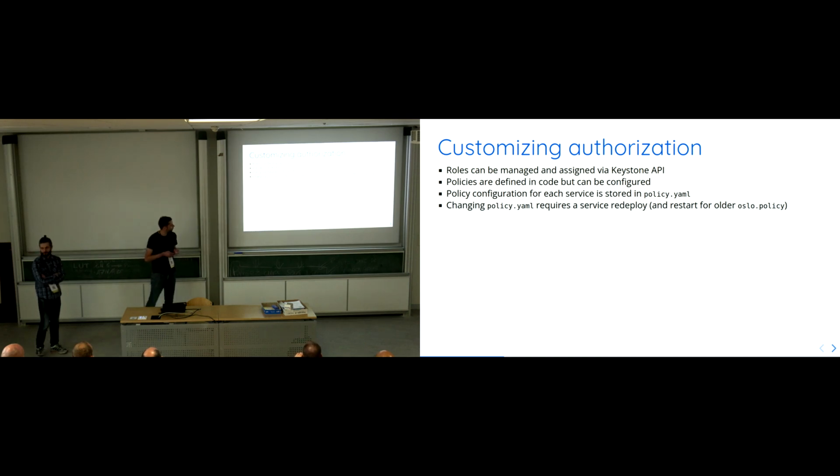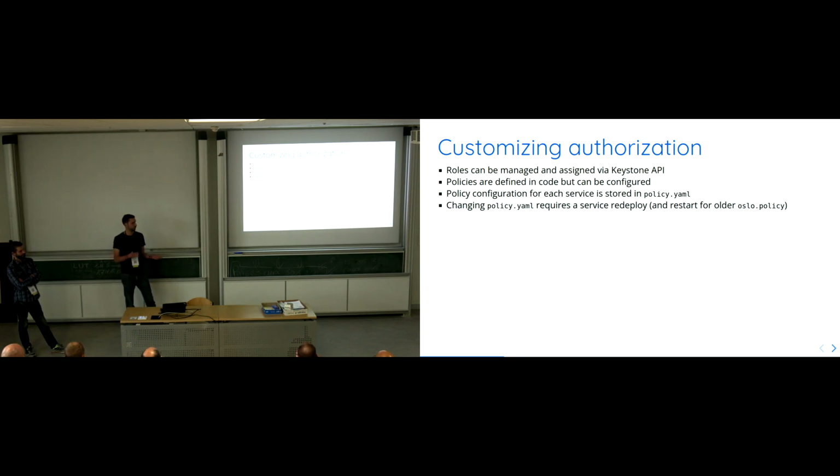One other issue is that whenever you change this policy file, you need to make sure it's redeployed everywhere. So if you have the Nova API deployed across many nodes, then you need to redeploy it everywhere. And if you are using some older versions of OpenStack and of oslo.policy specifically, you even need to restart the service. In the more recent versions, that's no longer the case. The service will dynamically read the file again.